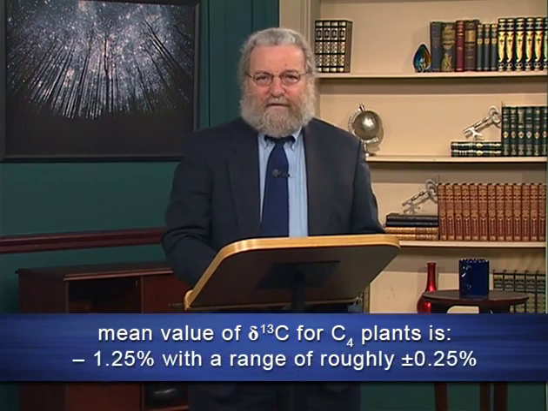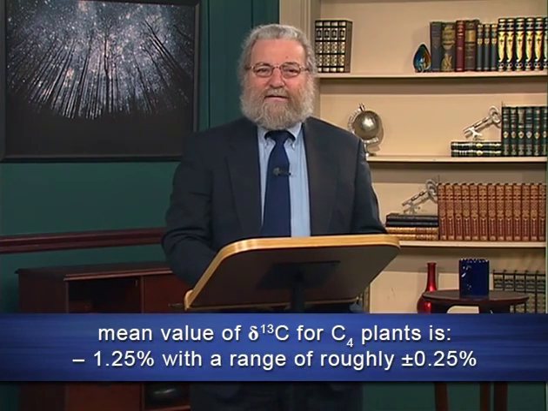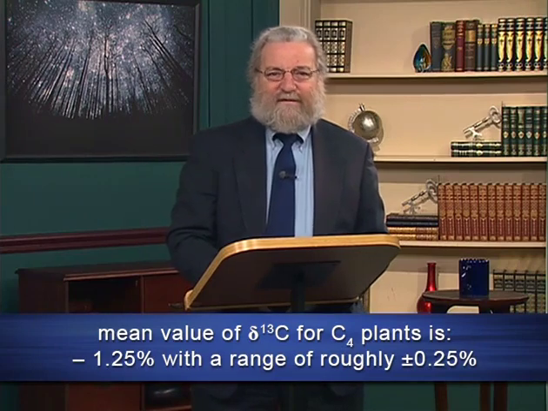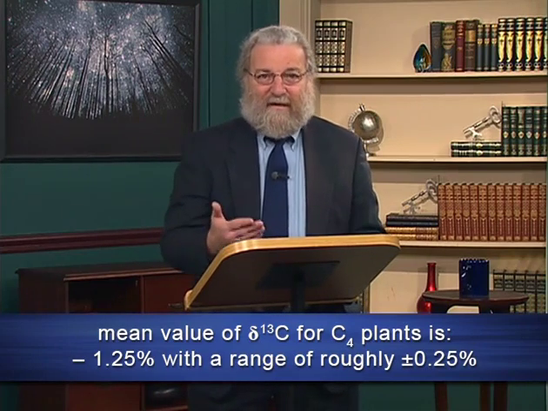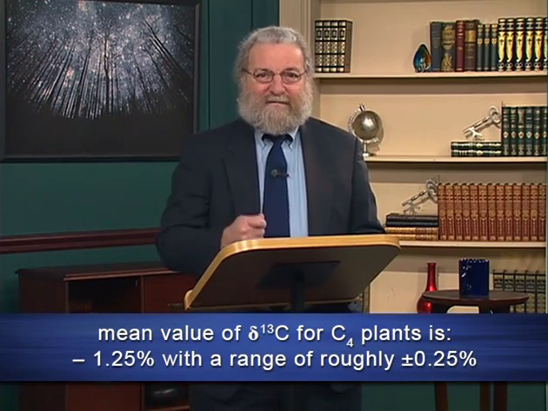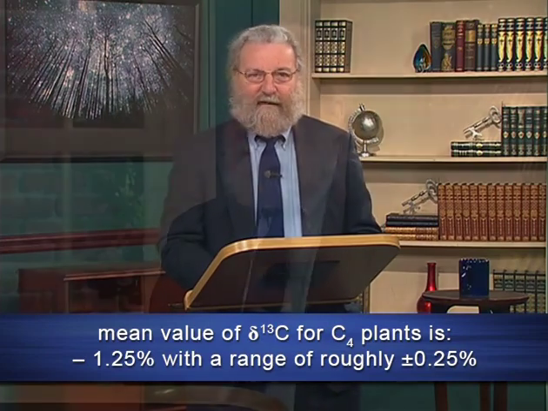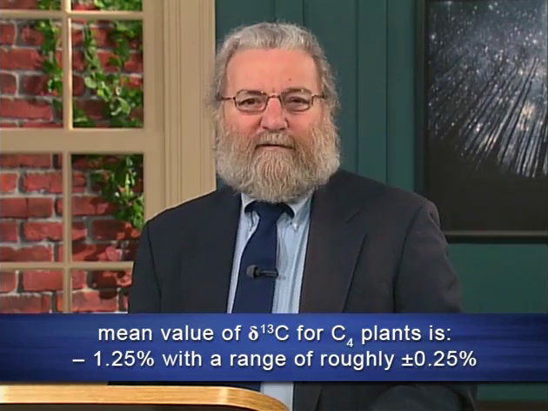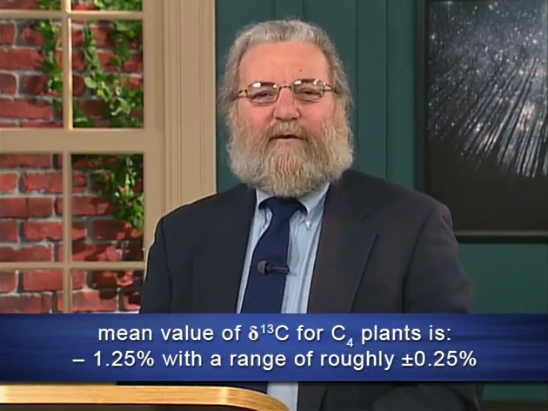The mean value for delta 13C for C4 plants is minus 1.25%, less than half the discrimination that we see in C3 plants. Again, this process must be less picky because it needs to find 4 carbon atoms before it can get going. And the range here is only about 0.25%. The narrower range for the C4 plants probably just represents the fact that they're a much more recent evolutionary phenomenon, and they haven't had a chance to diversify as much as the C3 plants, which have been around for hundreds of millions of years.